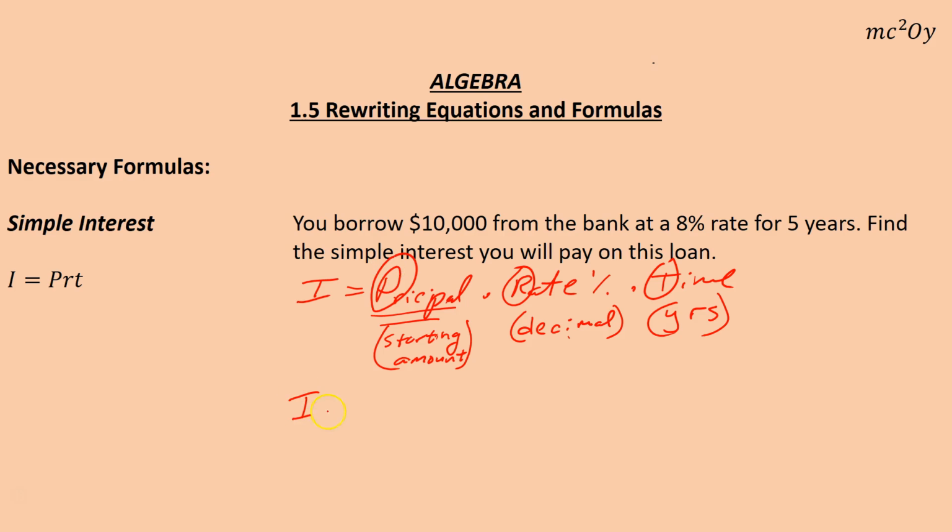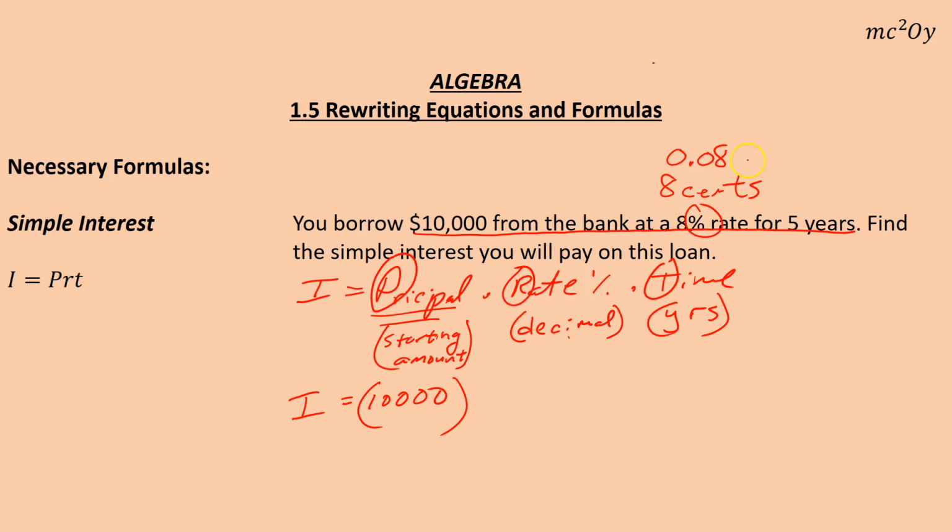Okay, and so in this problem, you borrow $10,000 from a bank at 8% interest, or 8% rate, for 5 years. Well, $10,000 is the amount you borrow. That's your principal. Your rate is 8%, and what I tell students to do is to think of it in terms of money. Like if we say 8%, that's like 8 cents. Okay, well 8 cents, if we were to write that in money form, it would be 0.08.